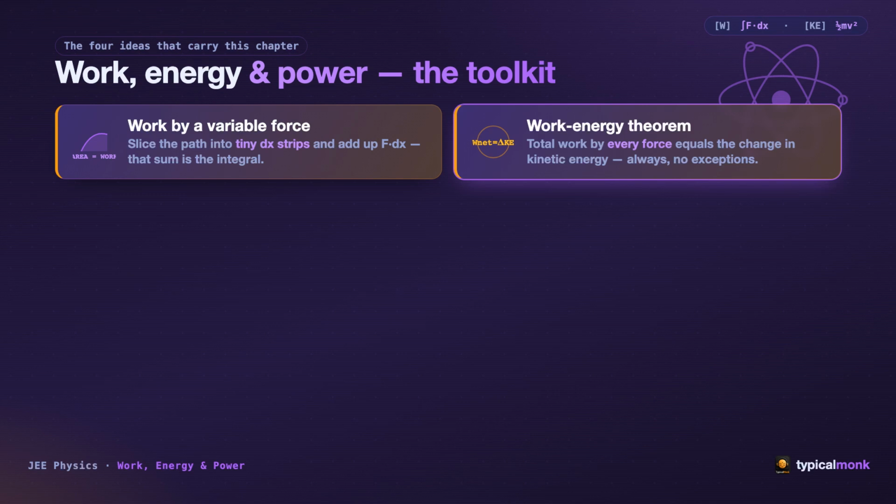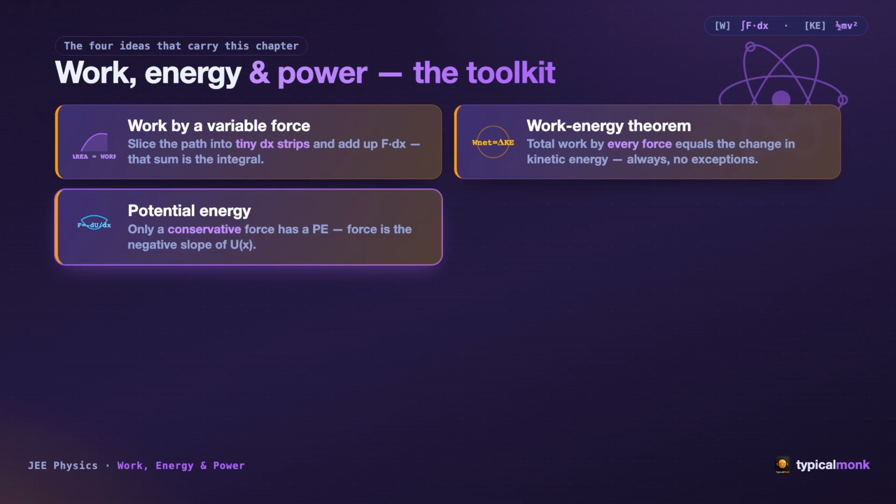Second, the work energy theorem. Add up the work done by every single force acting on a particle, and that total always equals the change in its kinetic energy, a shortcut that skips accelerations entirely. Third, potential energy. Only a conservative force earns one, and that force is always the negative slope of U with respect to x. It points downhill on the energy landscape.